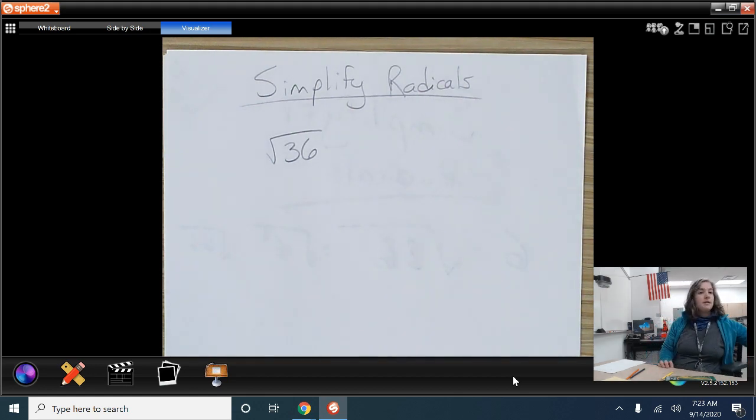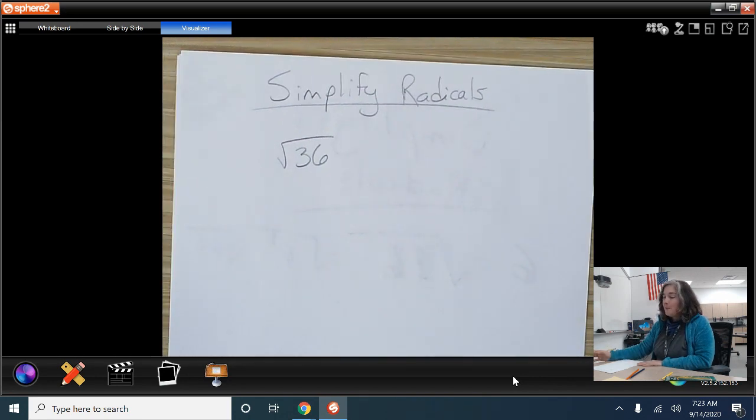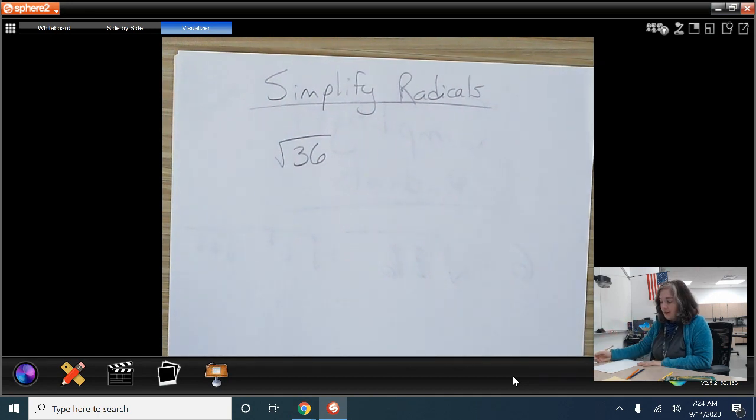Right, good morning, guys. I want to go over how we simplify radicals. This is something that most of you remember having to do from Algebra 1. Hopefully you talked about it in the spring, but it's good to just clear out some cobwebs and say, oh yeah, I know how to do that.